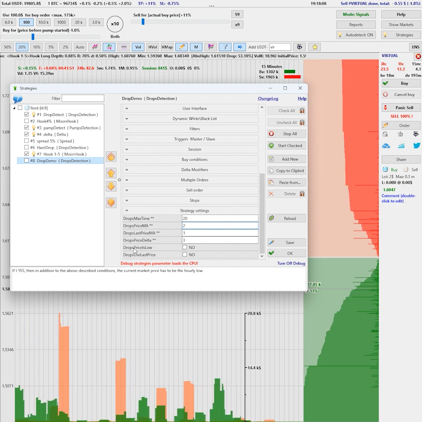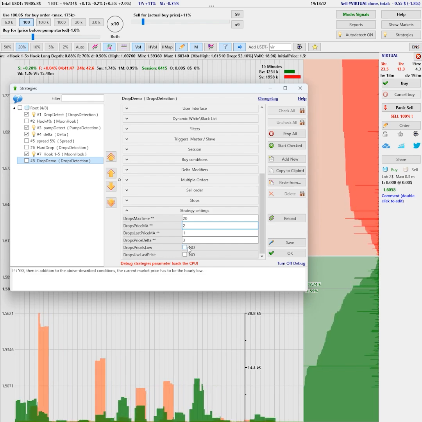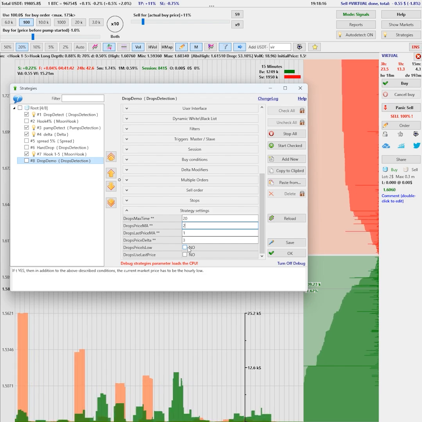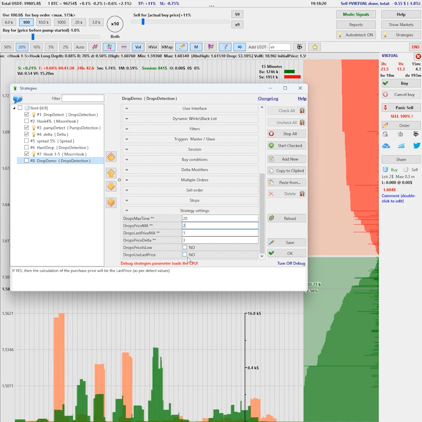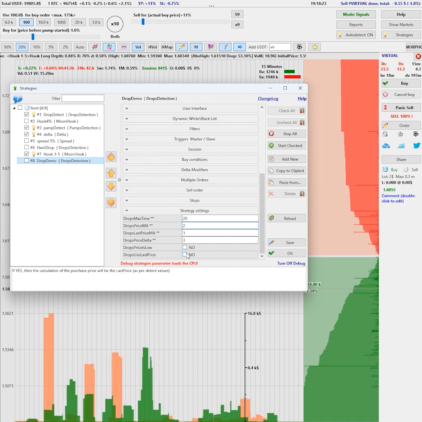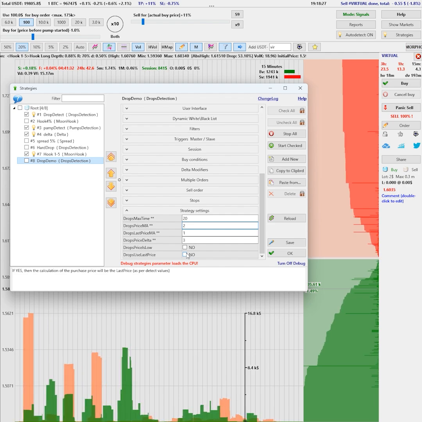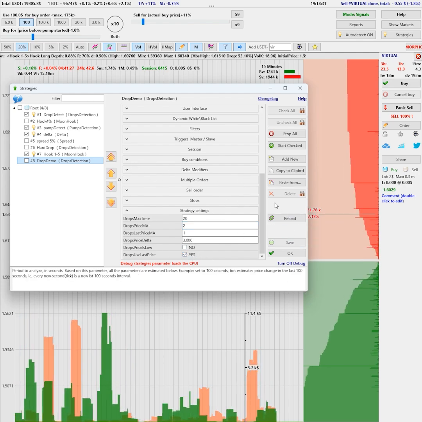That way we can kind of catch the bottom of it. And then lastly, drops price is low. If this is yes, the current market price is the hourly low. For my case, I'm not going to use that. And then if yes, the calculation of the purchase price will be the last price as per detect values. We will use last price. Yes. Okay. We are done.